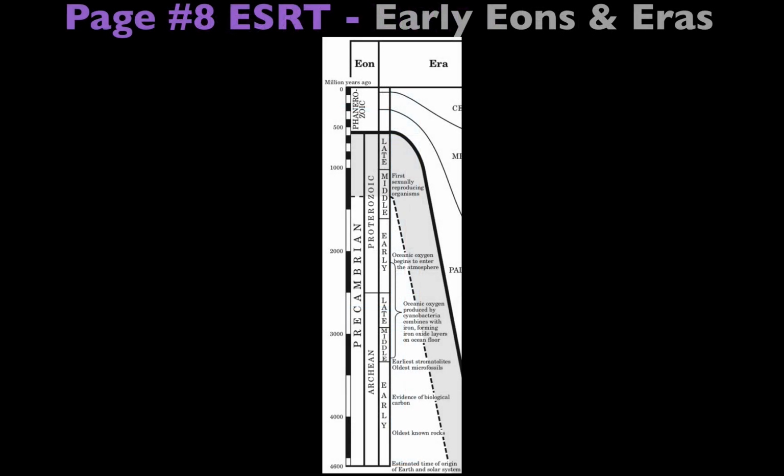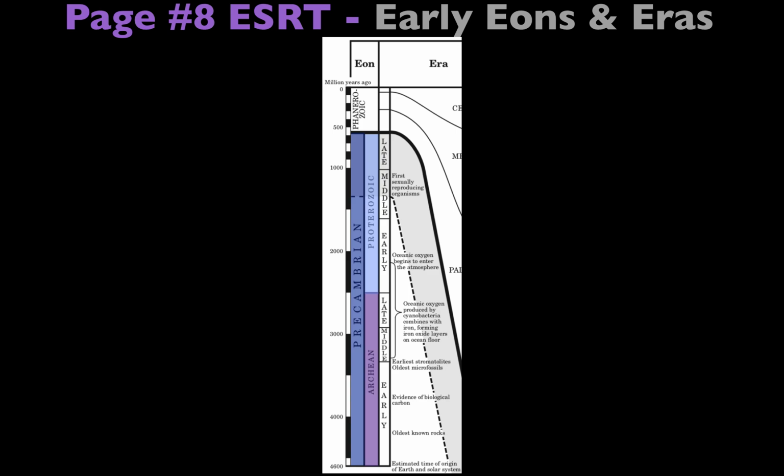Now we need to take a closer look at these early eons and eras. When I say early eons and eras, I'm talking about the ones that occurred first in Earth's history. These are the ones that are the furthest in the past. Specifically, we have that Precambrian eon that takes up the most amount of time. That's broken up into two smaller eons, the Archean and the Proterozoic. But now we have to look a little bit further to the right.